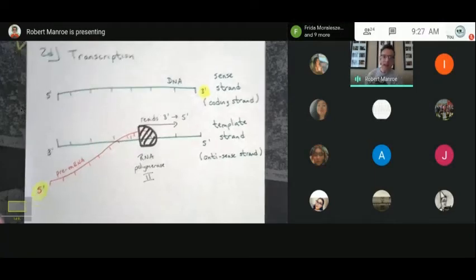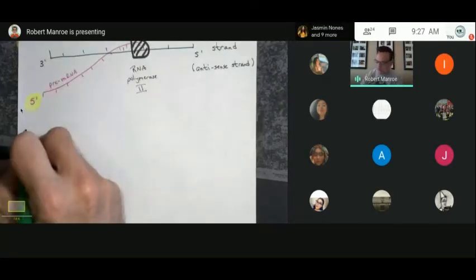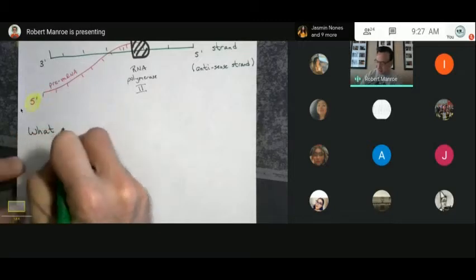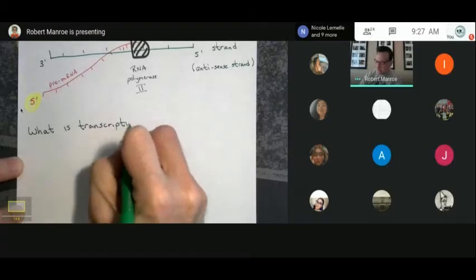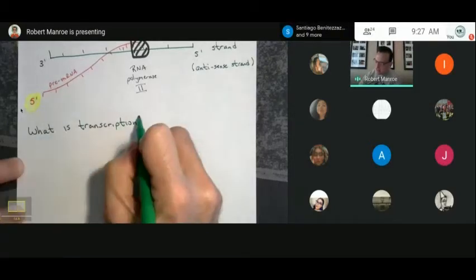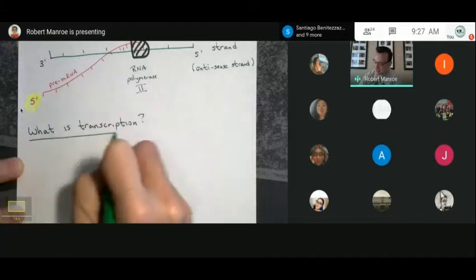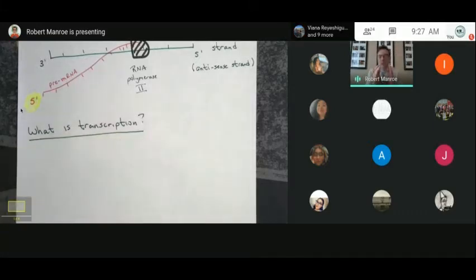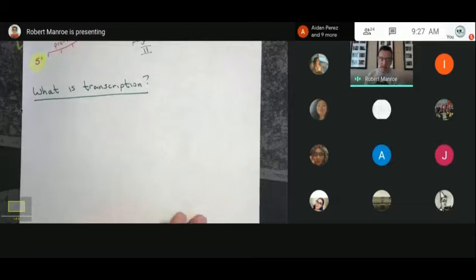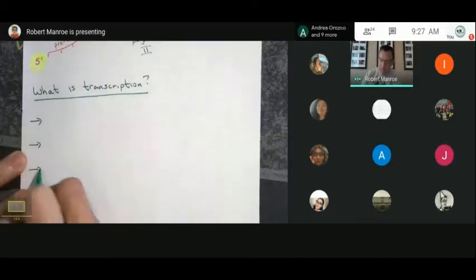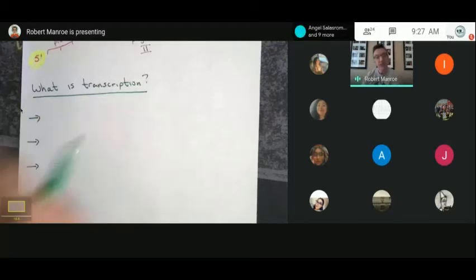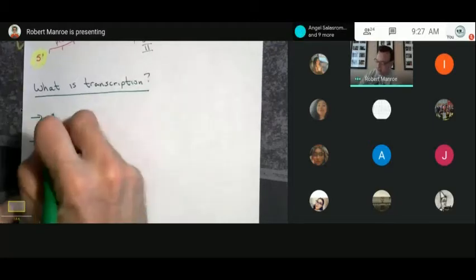So let's step back and let's get a general idea of what is transcription. Because sometimes when we talk about this biochemistry, we get so distracted by all the details, right? The trees, that sometimes we don't step back and remember the whole forest, okay? You can't see the forest for the trees, so don't let the details bog you down. So what is transcription? 3 major things, okay? The whole point is you're synthesizing messenger RNA.